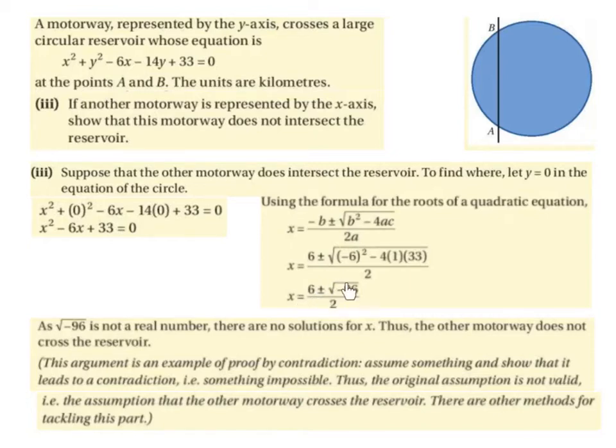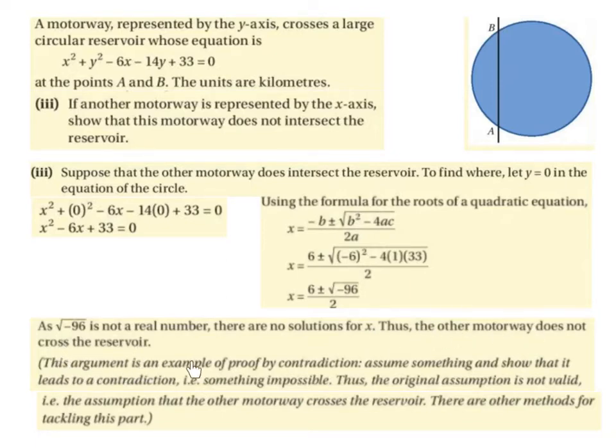This minus 96 is very, very important. As the square root of a negative number is not a real number, it's actually an imaginary number or a complex number, there are no solutions for x. Thus, the other motorway does not cross the reservoir.